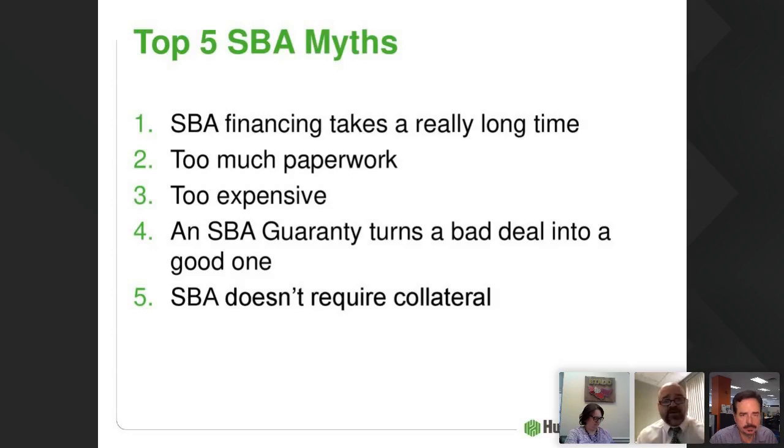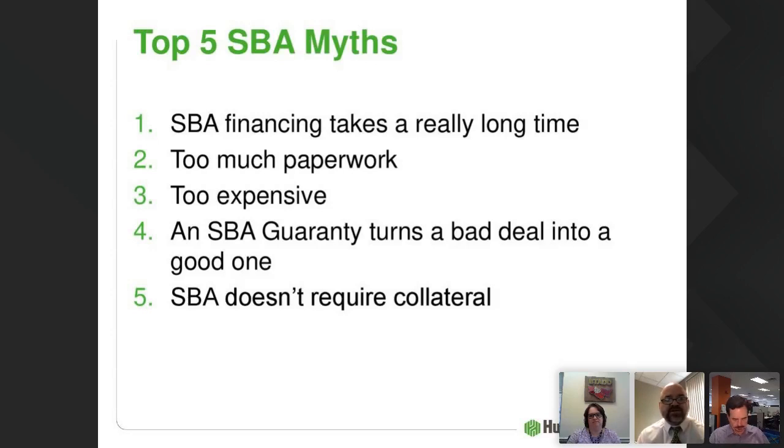Too much paperwork? Yeah, there is a lot of paperwork, but a lot of it is just forms that you have to sign. Too expensive? The SBA guarantee fee is 2.75% of the guaranteed loan amount. Now, that may sound expensive, but at Huntington Bank, any and all closing costs are added into the loan itself, so you do not have to come out of pocket for closing costs. We're going to add those in, so that way you have as much liquidity as possible once the transaction closes.